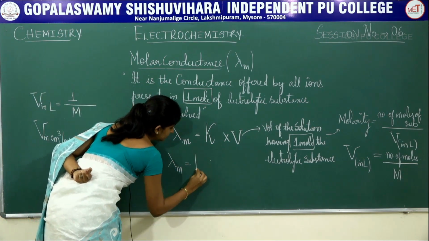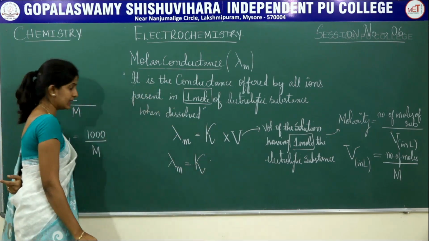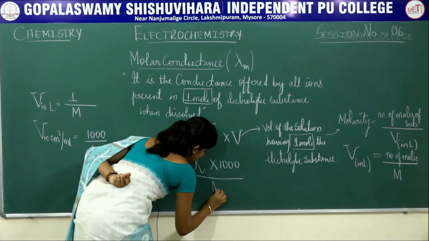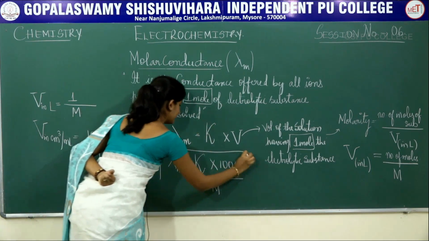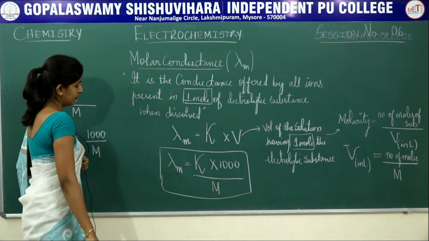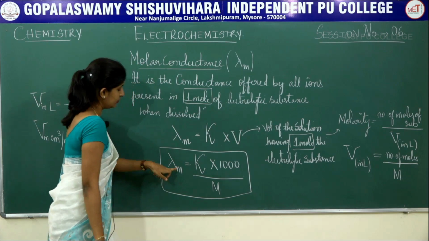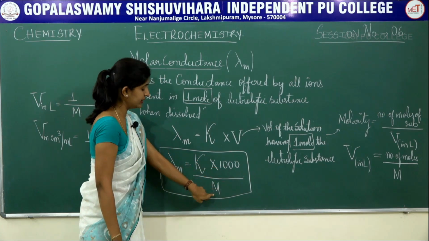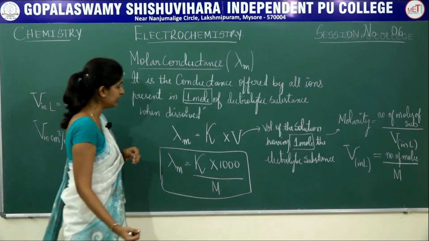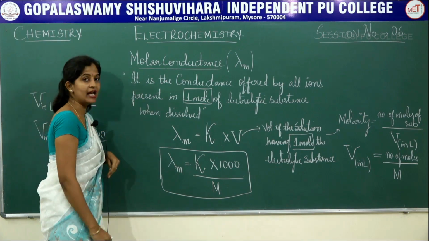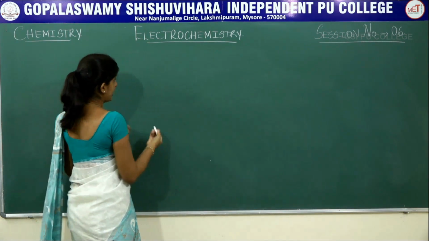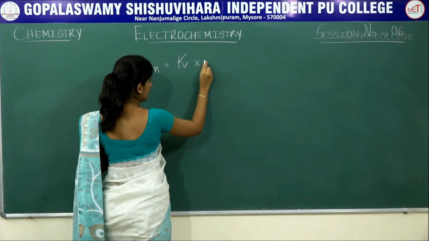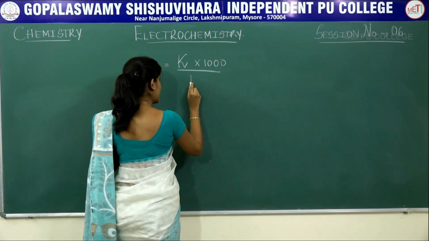So substituting here, the equation becomes lambda m is equal to kappa, your specific conductance, into 1000 divided by molarity. Molarity is the concentration of the solution. So this is about molar conductance. We have deduced your lambda m is equal to kappa into 1000 divided by molarity.